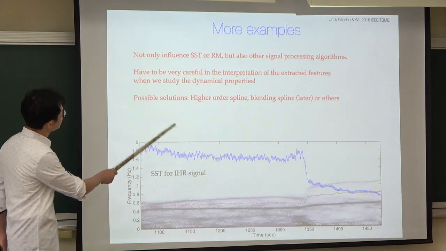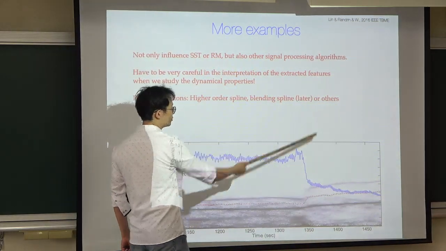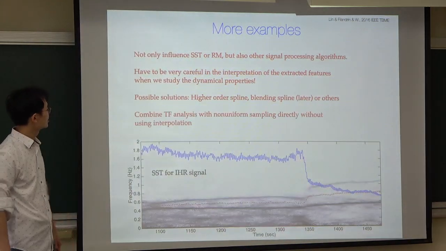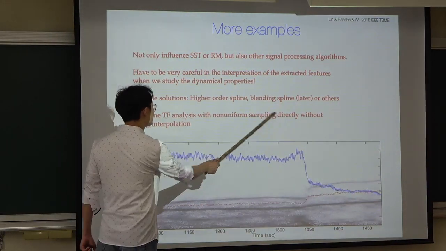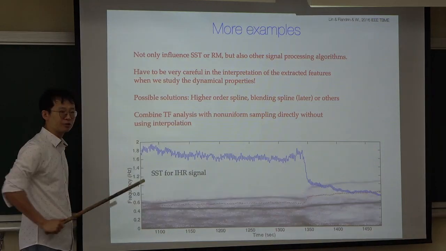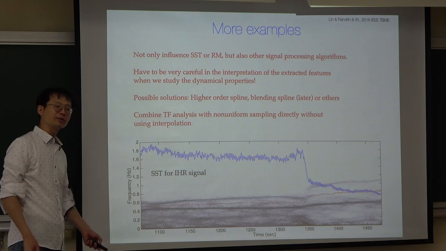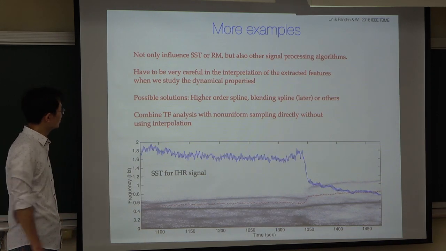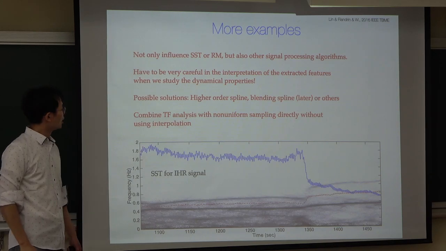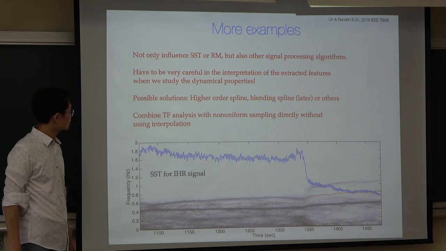And a possible solution is to consider high-order spline, blending spline, which we'll discuss later, or maybe there are some other techniques. Or we combine time-frequency analysis with non-uniform sampling directly without using interpolation. We can try to develop a non-uniform time-frequency representation and do everything directly. And that is actually something we will discuss in the future. That is also very, very interesting.